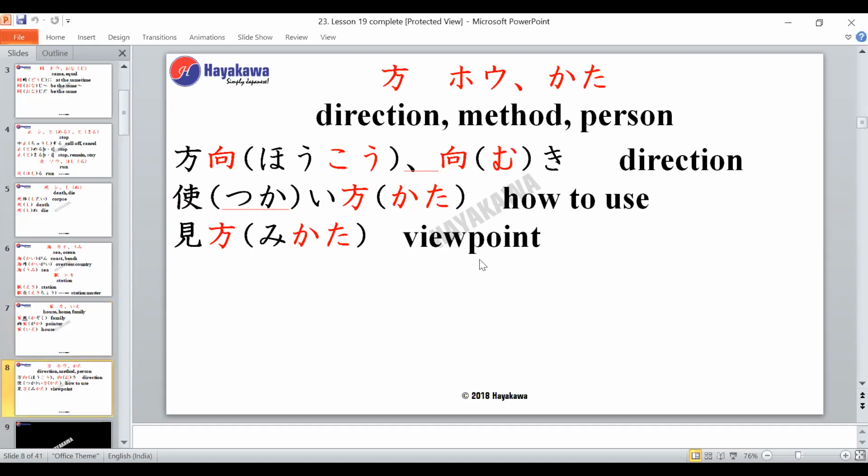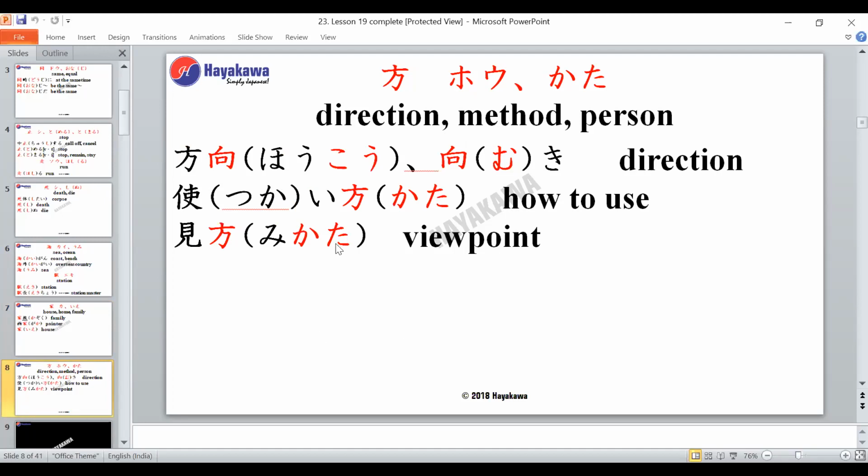So the next kanji is the kanji for direction, or a method or a person. You can remember it for direction. The kanji has the readings ho and kata. For example, you have the first word, hoko. Hoko is a word for direction. You even have muki, but hoko is the most common word used for direction.